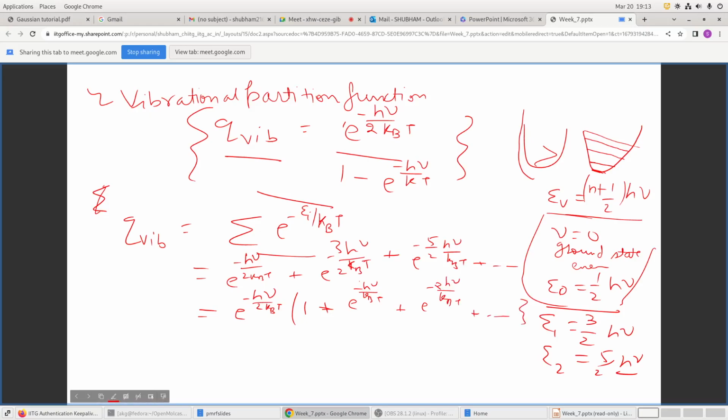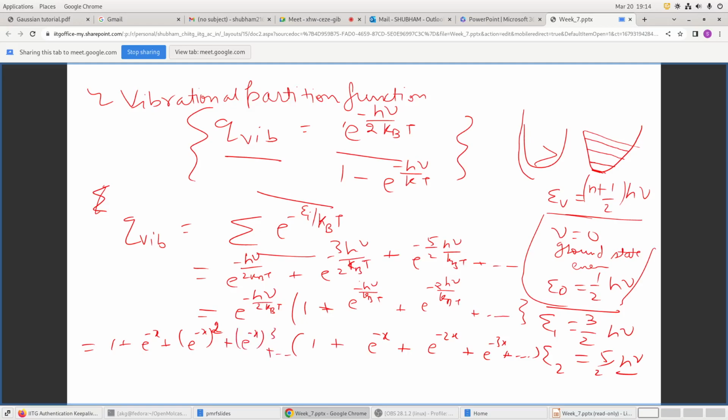Now if we write it as 1 plus e to the power minus x, then it will become e to the power minus 2x, and so on, e to the power minus 3x. How can we solve it now? This will be equal to 1 plus e to the power minus x, plus e to the power minus x squared, since we know the powers can be multiplied, and e to the power minus x cubed, and so on. If we say e to the power minus x is equal to y, then this becomes 1 plus y plus y squared plus y cubed, and so on.